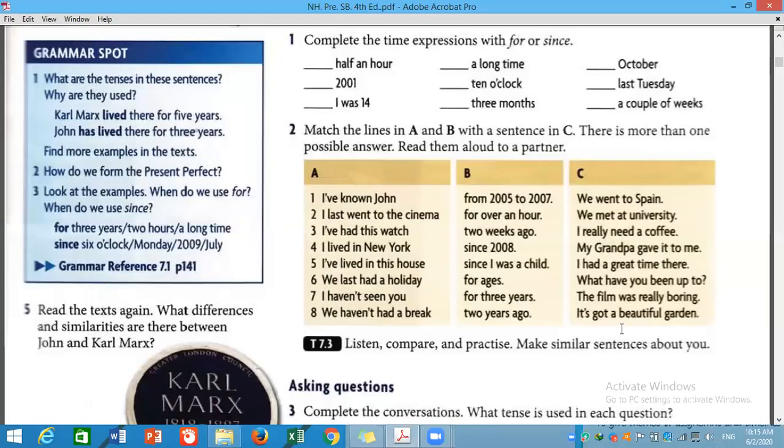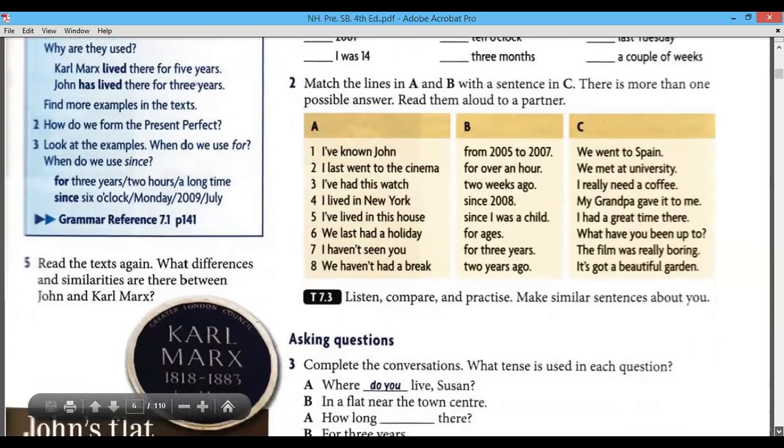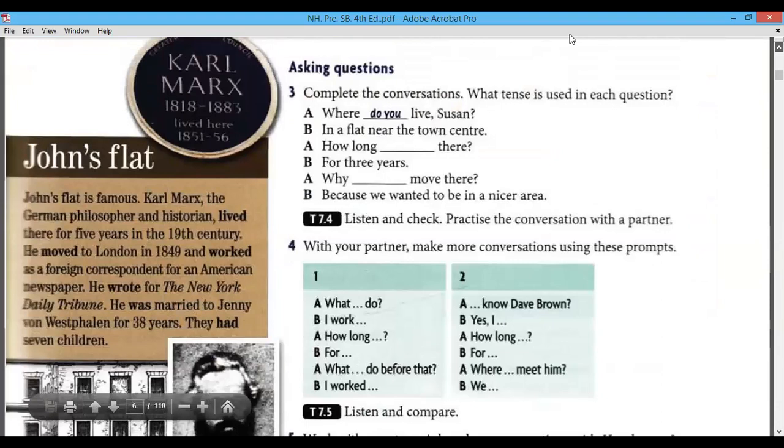So these are all the answers. Please check them, everyone. Let's continue in your book. Now let's look at here. Asking questions, number 3. Complete the conversations. What tense is used in each question?